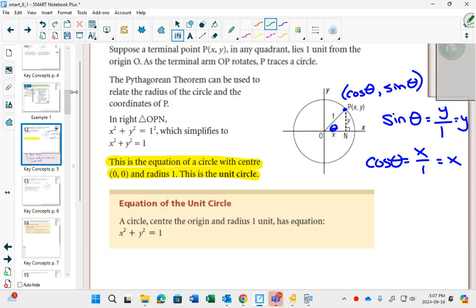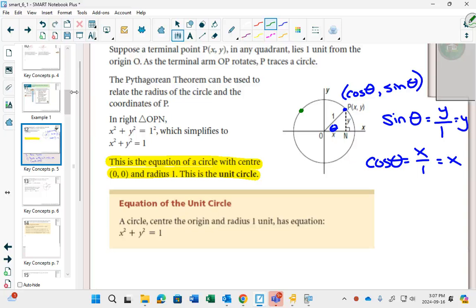If I pick a point in quadrant 2, is your x coordinate positive? No. Cos is now negative in quadrant 2, because cos is your x coordinate. What about your y coordinate? Is it positive? Yes. Sine is positive in quadrant 2.